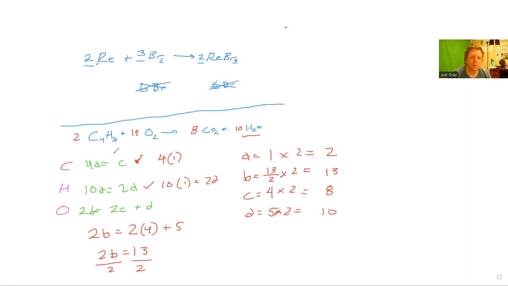Oxygens, I've got 13 O2. That means I've got 26 oxygens. So 26, that's a trickier number to keep track of. And then on my product side, I've got 8 CO2, that's 16 oxygen. And then I've got 10 H2O, that's 10 more oxygen. So I'm at 26 oxygen.